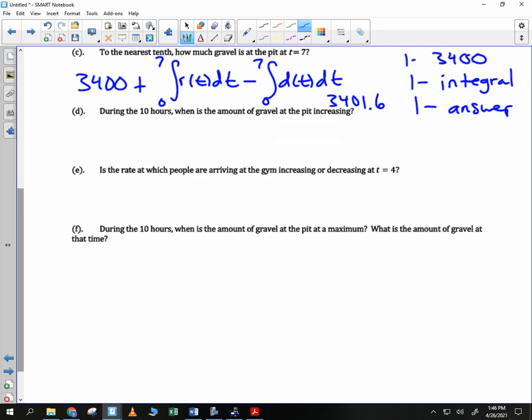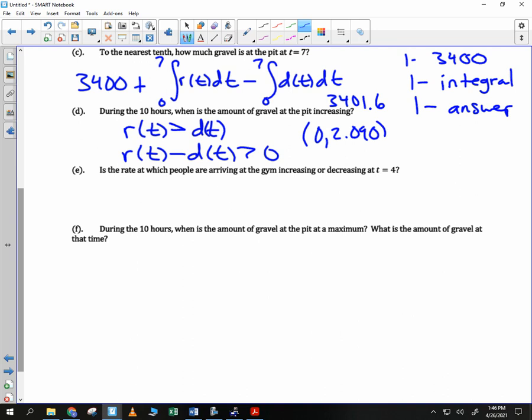During the first 10 hours, when is the amount of gravel in the pit increasing? That's whenever the rate at which it's arriving is greater than the rate at which it's departing. When is the rate at which it's arriving greater than the rate departing? Or in other words, you're looking for when is R of T minus D of T greater than 0? That's what you want to look for. When is that occurring? And sure enough, it happens from time equals 0 to 2.090.